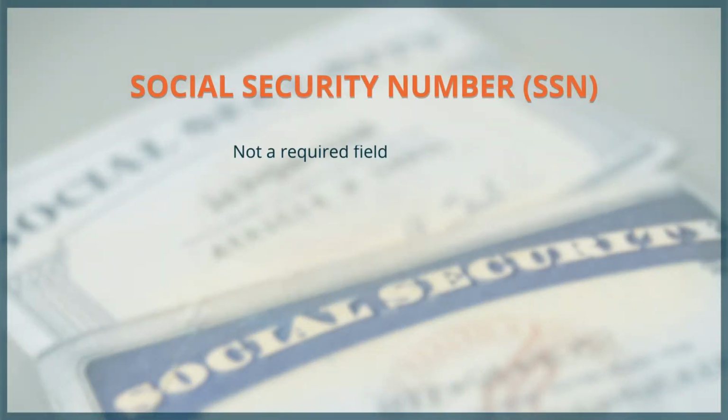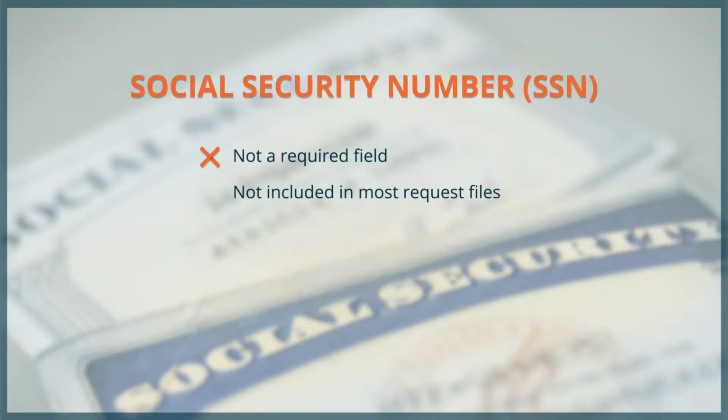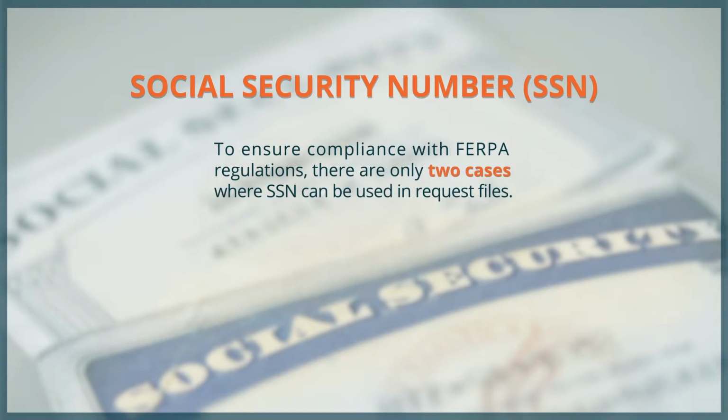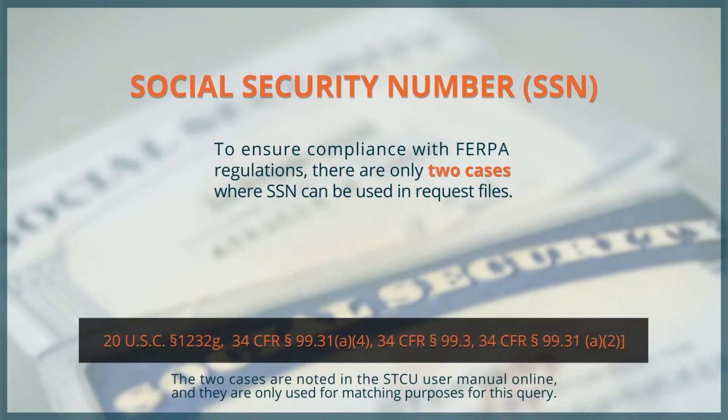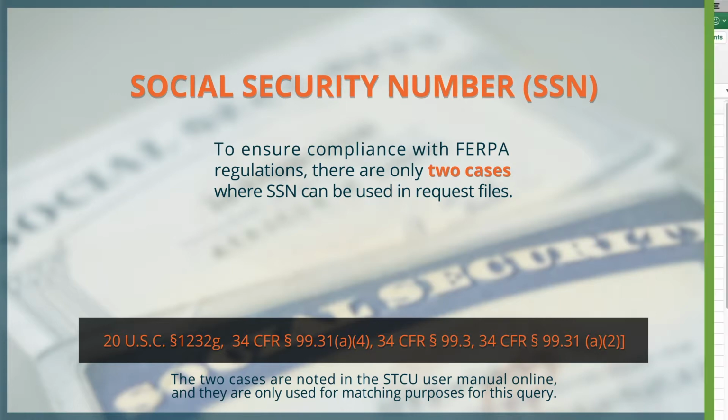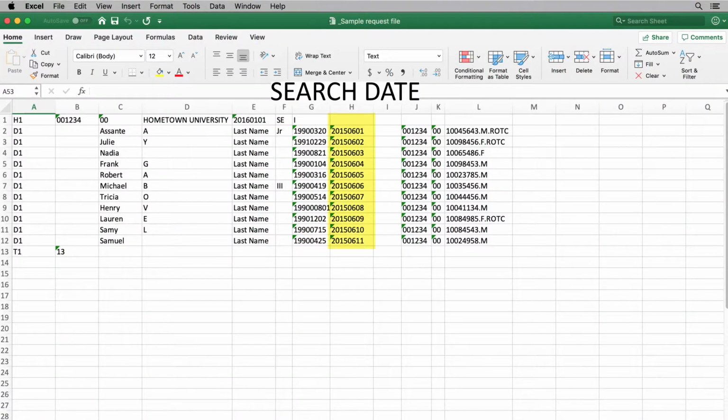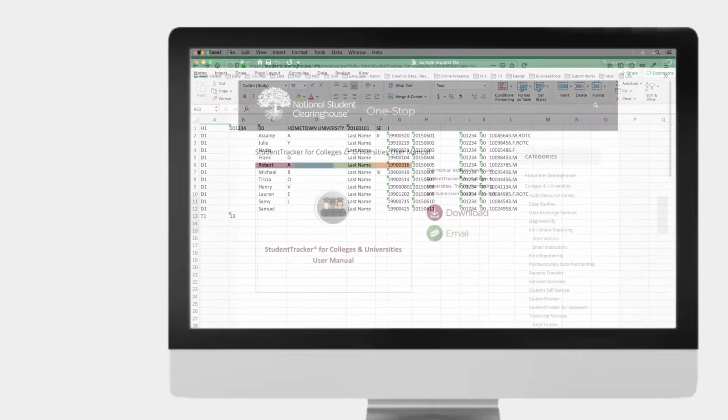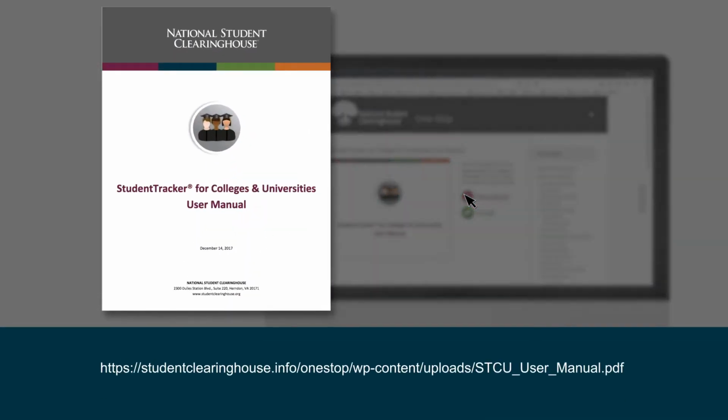Not only is Social Security Number, or SSN, not a required field, but it is also not included in most request files. To ensure compliance with FERPA regulations, there are only 2 cases where SSN can be used in request files. The search date is a very important field. This date specifies the time frame within which your search will be conducted for each student. For more information on search date, see the STCU user manual.